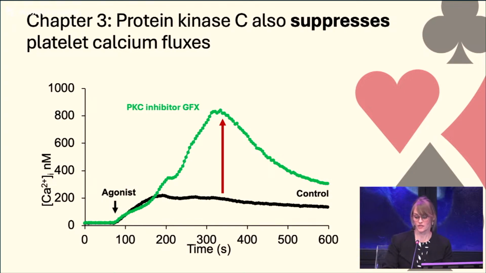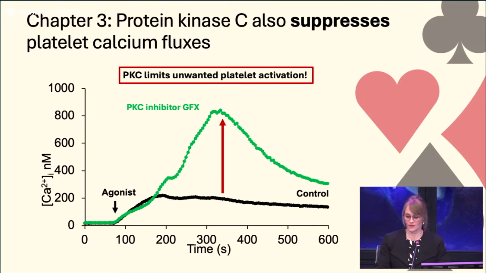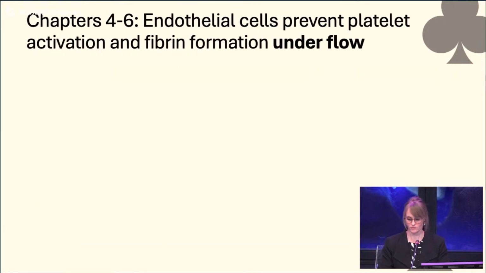Until now, protein kinase C is considered to be required for all platelet activation processes, but our results show that protein kinase C also suppresses calcium entry, thereby preventing unwanted activation of platelets. This may be an important mechanism to prevent the unwanted activation of platelets and thrombosis.